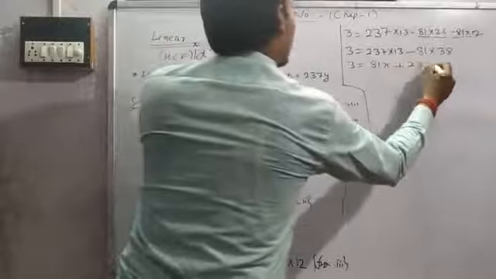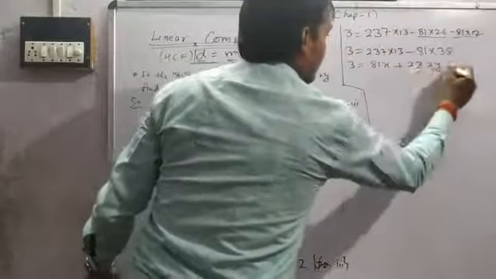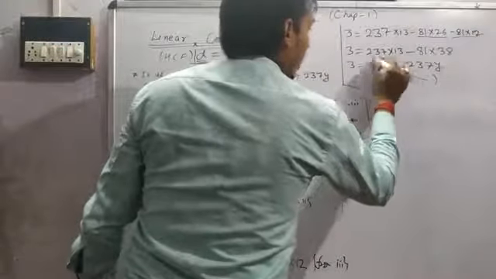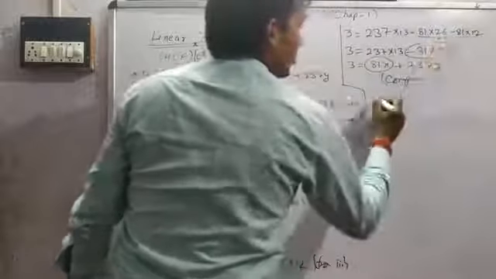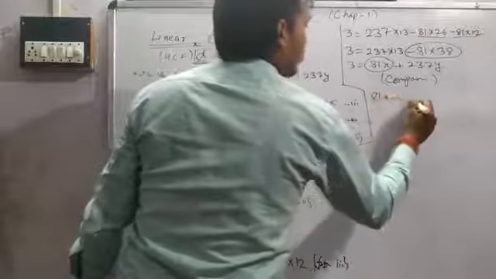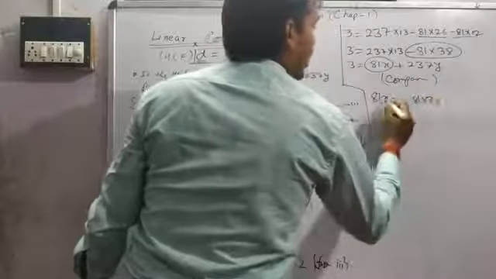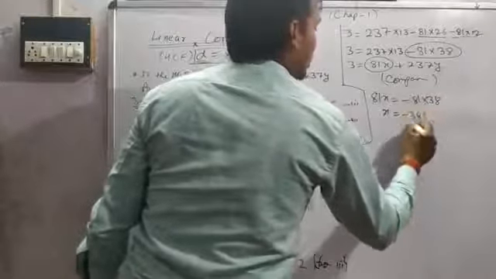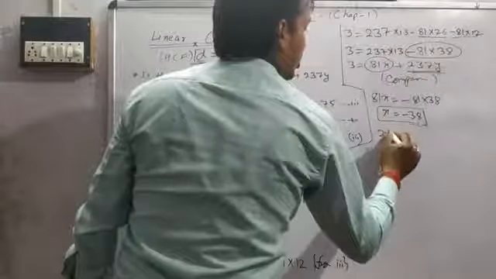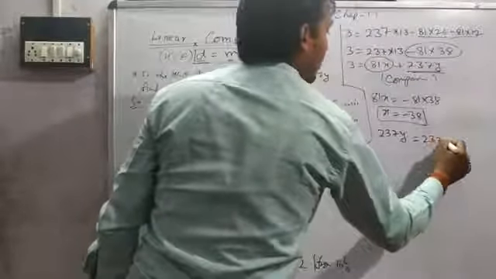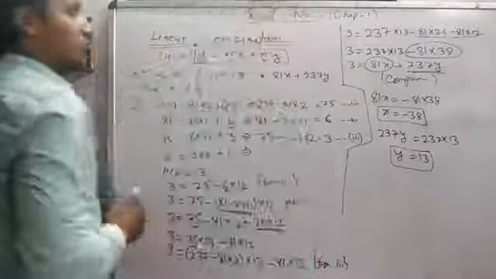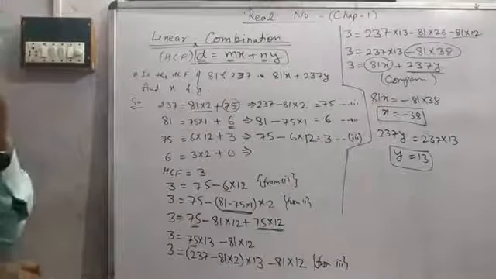So 3 equals 81x plus 237y. Comparing 81x and minus 81 into 38: 81x equals minus 81 into 38, 81 cancels out, x equals minus 38. Same with this: 237y equals 237 into 13, so y equals 13. That is the formation of a linear combination by using Euclid's lemma.